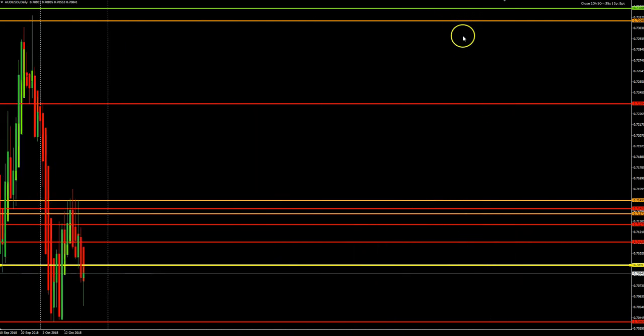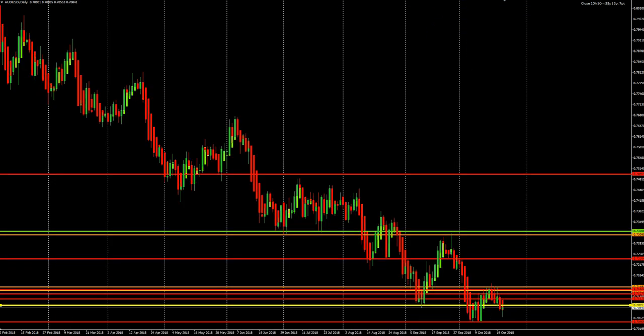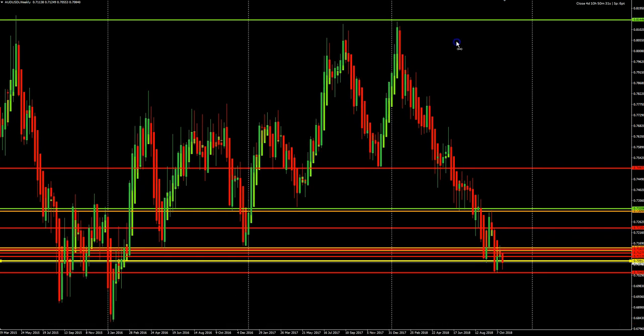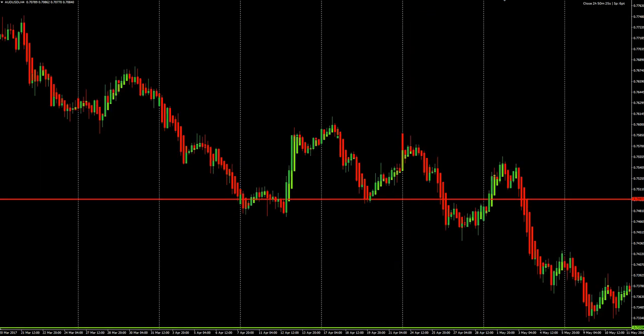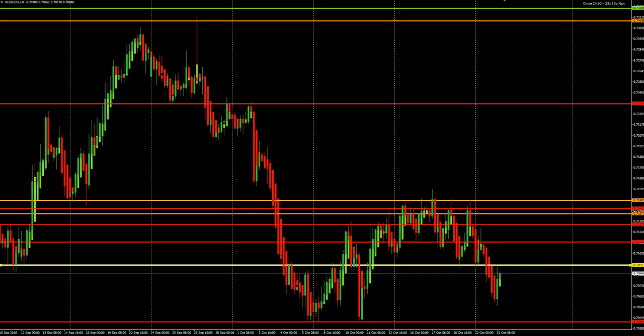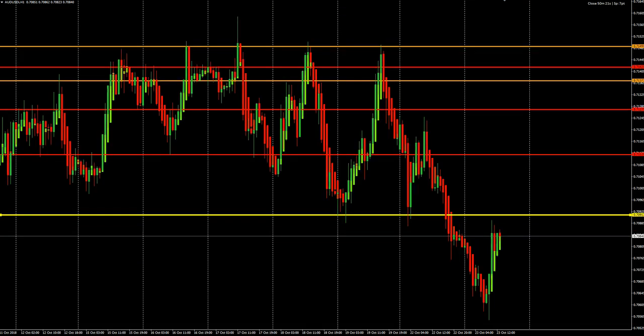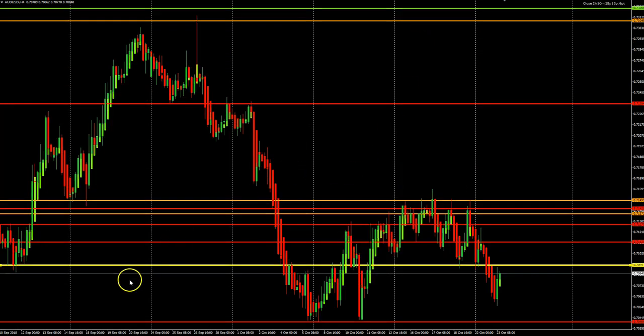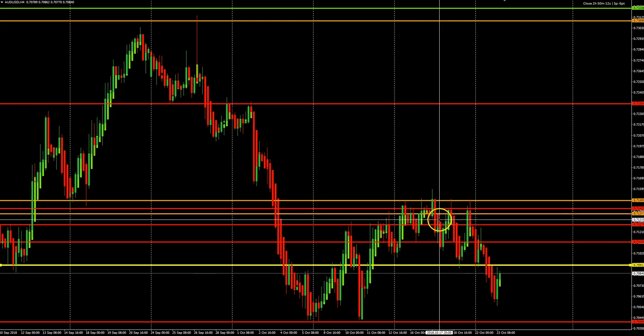I'll even pop this out so that you guys can see a little bit more, because I have some things going on right around here, and here, and here. And that is AUDUSD. Once again, all the analysis was done on October the 16th.